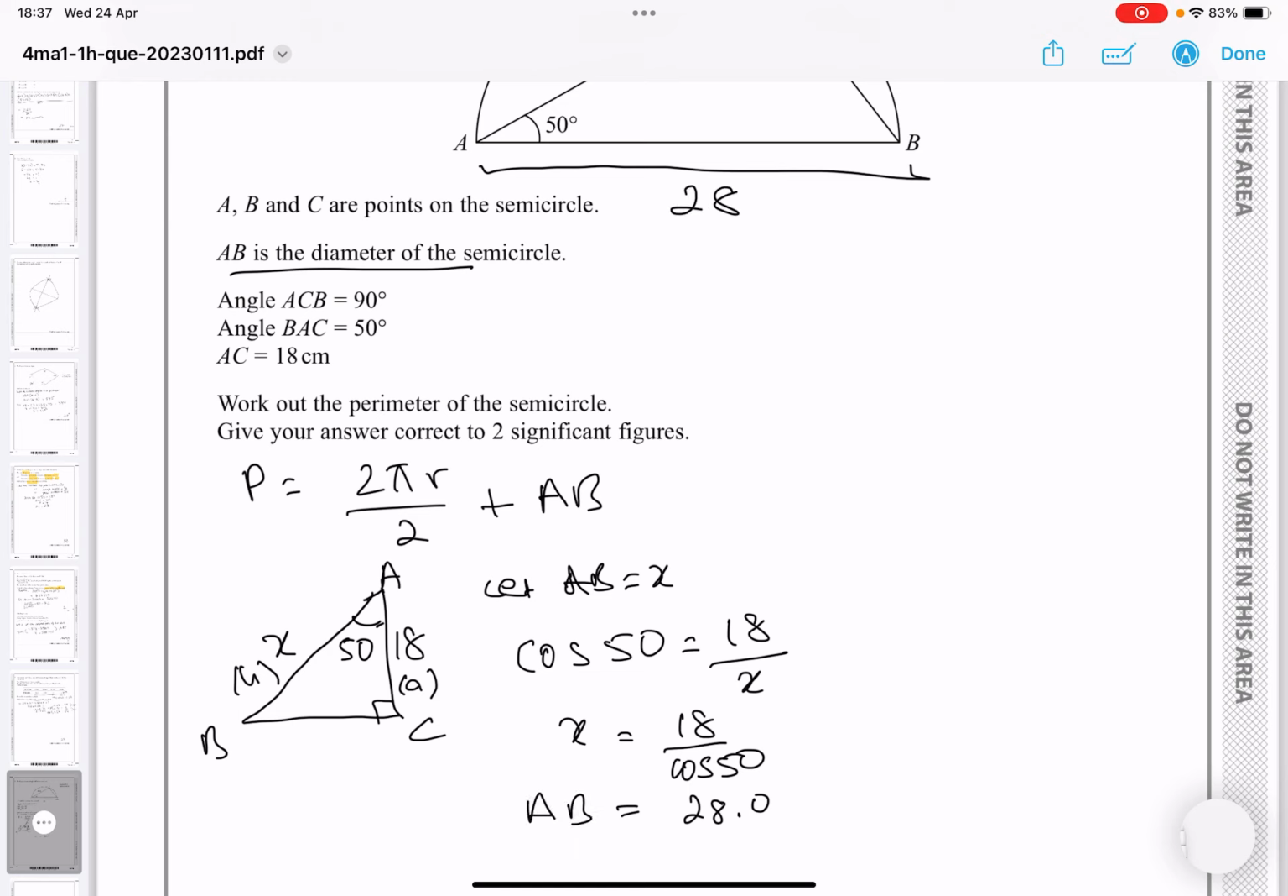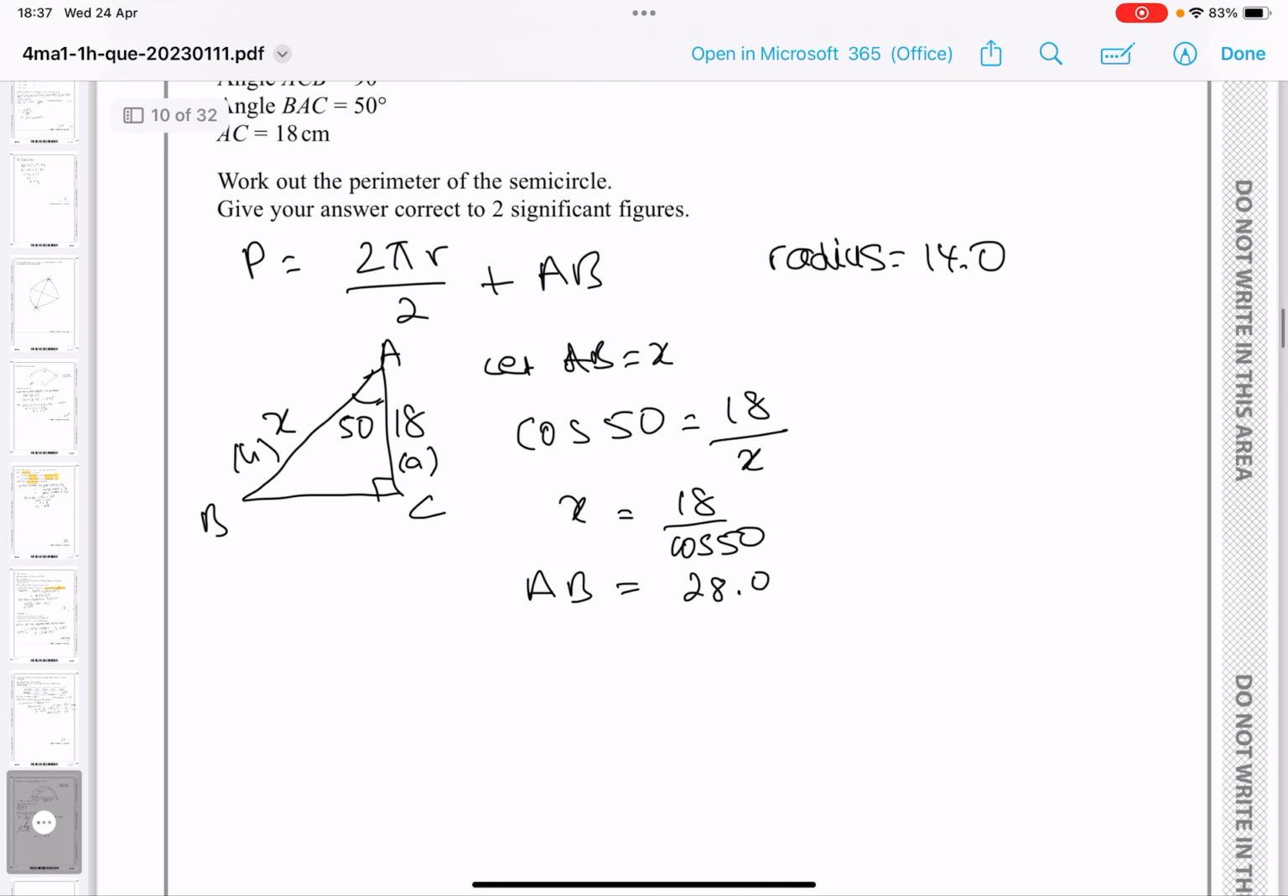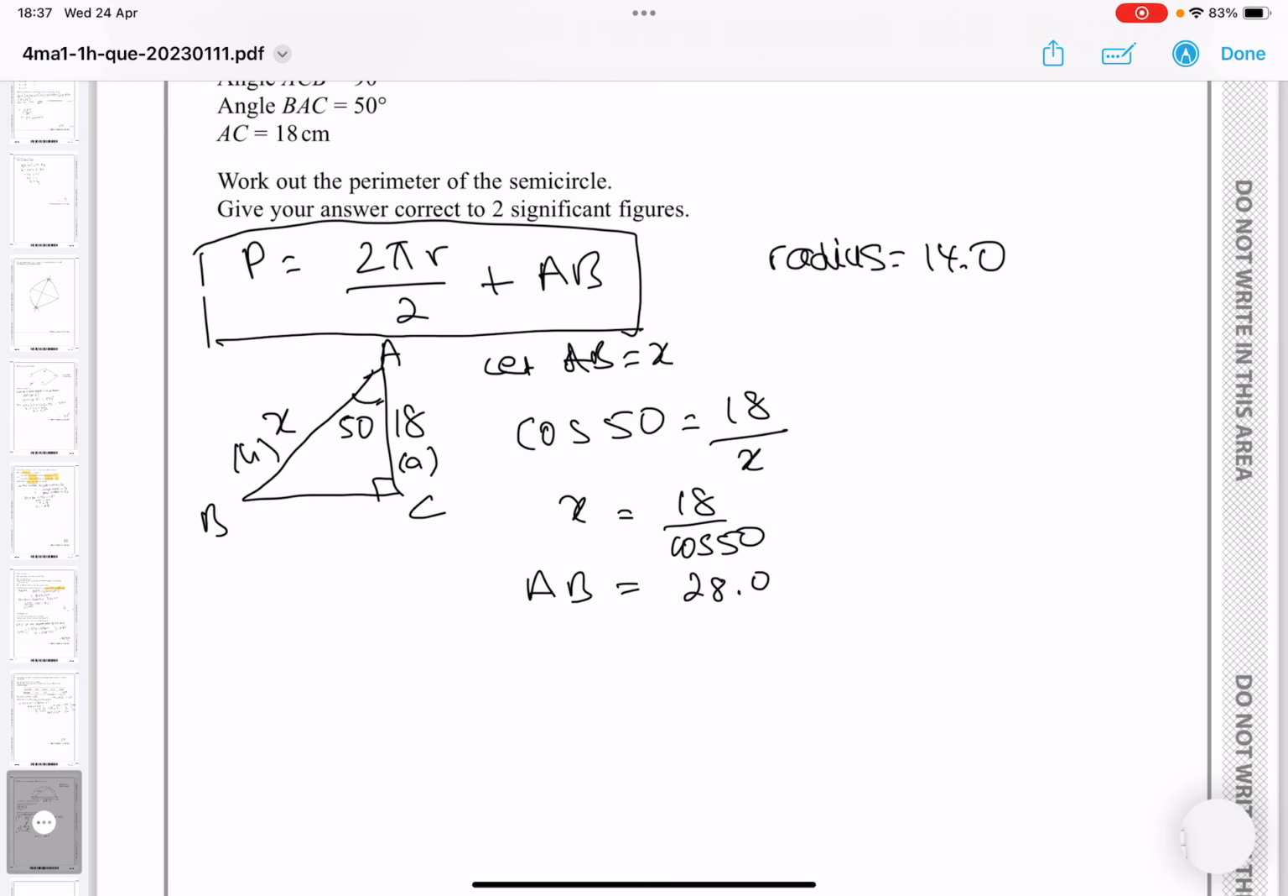So now we know this length is 28.0 centimeters. And that's the diameter. So now we can work out the radius easily by just dividing the diameter by 2. So now the radius is 14.0. And all we need to do now is just plug it back into the perimeter equation we created here, okay? So P equals 2 pi times radius, 14, divided by 2 plus length AB, 28. And that should give you an answer of 72 centimeters.